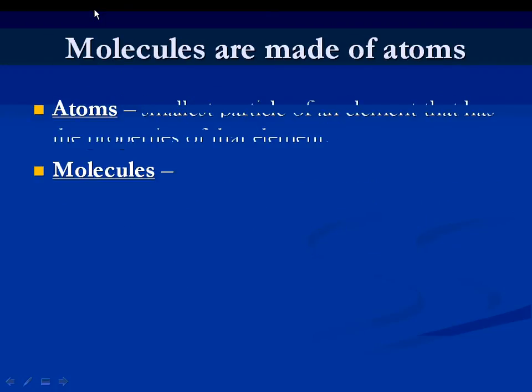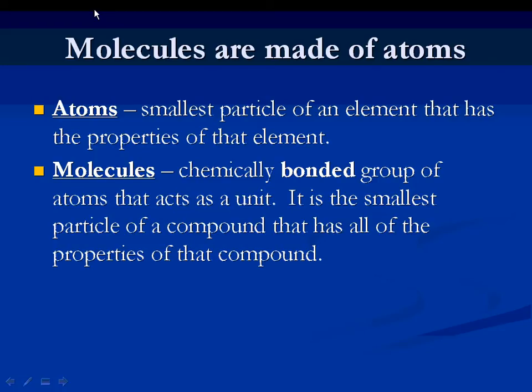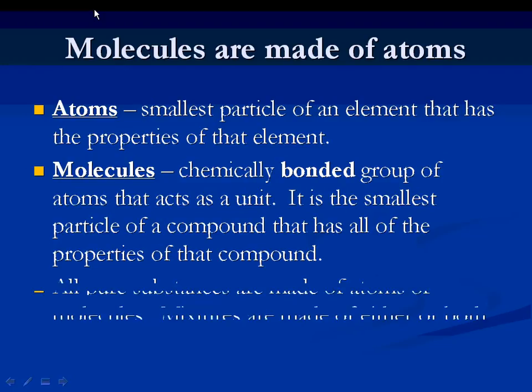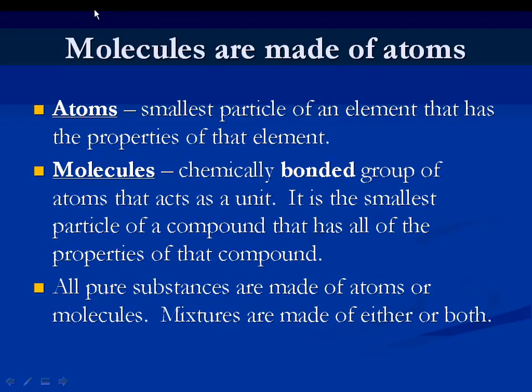Finally, atoms and molecules. These are the small pieces when we look at it in the zoomed-in view. Atoms make up elements. Molecules make up compounds. Atoms are those small little dots, the small little pieces of elements. Molecules are made up of atoms, but that are bonded together, that are attached. So molecules are the smallest particle of a compound that has all the properties of that compound in it. And pure substances can be made of atoms, or they can be made of compounds.